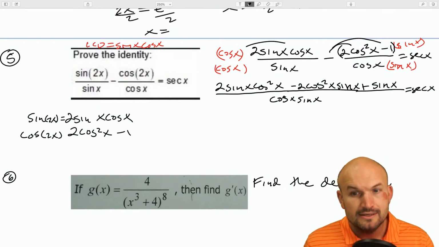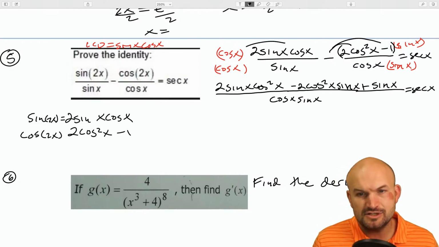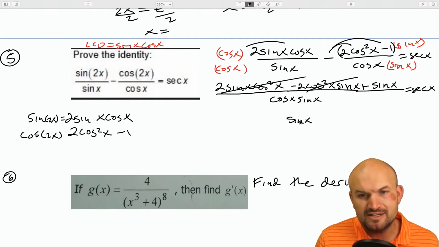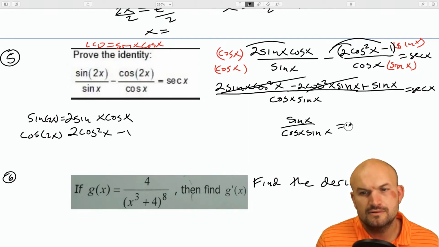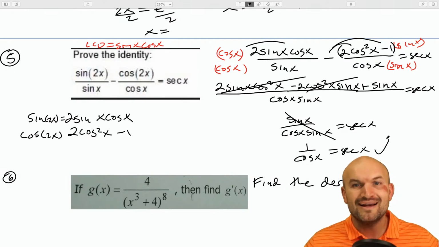Okay, awesome. Now, a couple of things I noticed: these are the same quantities, right? Subtracting, so those are just going to subtract to 0. And now I'm just left with a sine of x over a cosine of x times sine of x. Well, guess what? Those divide out. So we're left with 1 over cosine of x is equal to secant of x. And guess what? Voila, we're good.